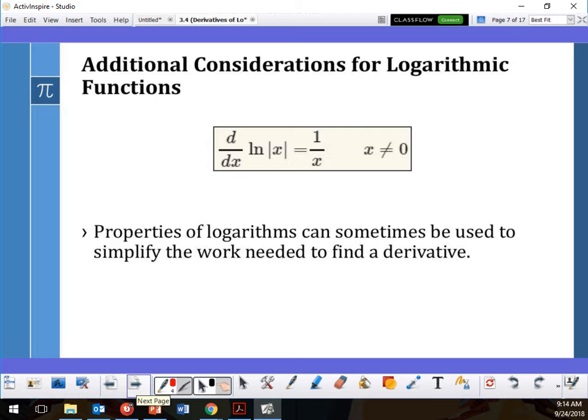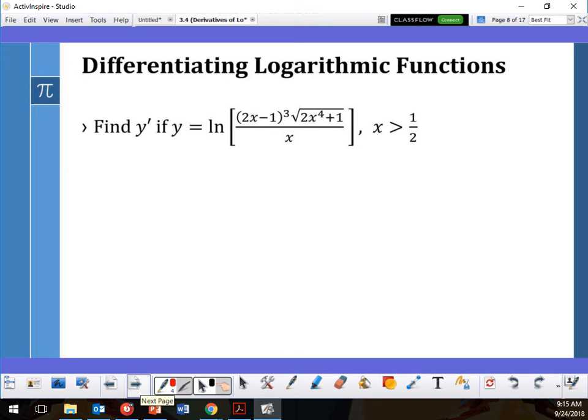All right, 1 over x, x not equal to 0. Properties of logarithms sometimes are used to simplify work needed to find a derivative. Okay, so this is the nasty thing I wanted to get to.